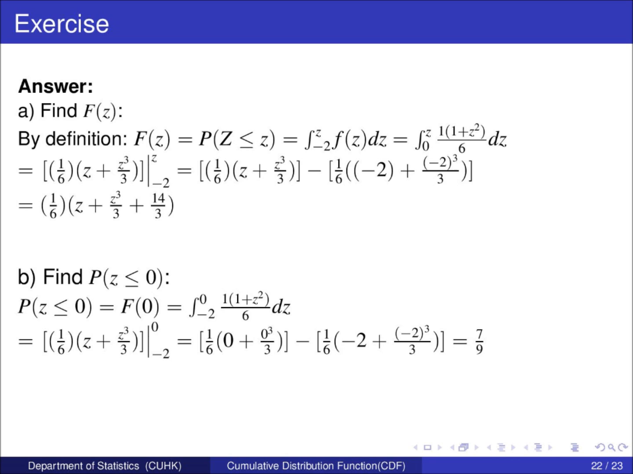Part B, we are going to find the probability of z smaller than or equal to 0, which is equal to F(0), and we can get it by integrating 1 times 1 plus z squared over 6 from -2 to 0. Again, by simple integration, we have the answer, which is equal to 7 over 9.